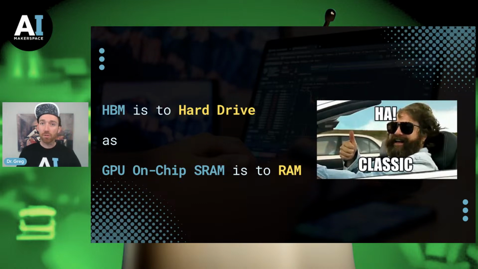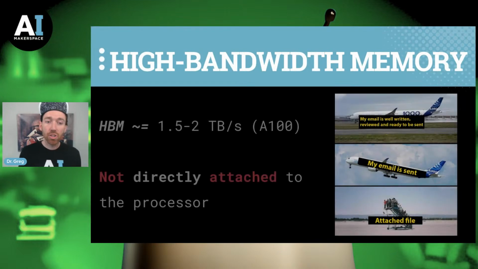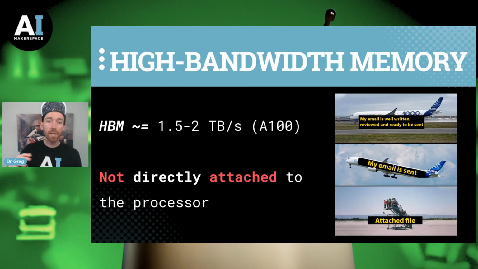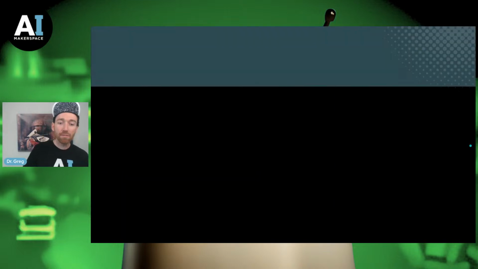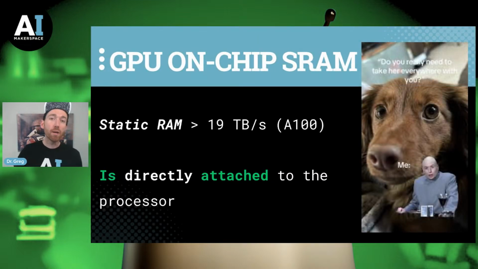So every time you have to load something from the hard drive into RAM, that takes some time. That's going to be less fast than if it was already on RAM itself. So, the hard drive, you're going to get this slower ability to read and write. It's not directly attached. You're getting this 1.5 to 2 terabytes a second. Whereas if you have this on chip, you can get this very, very quick read write. This is for the A series GPUs from NVIDIA.